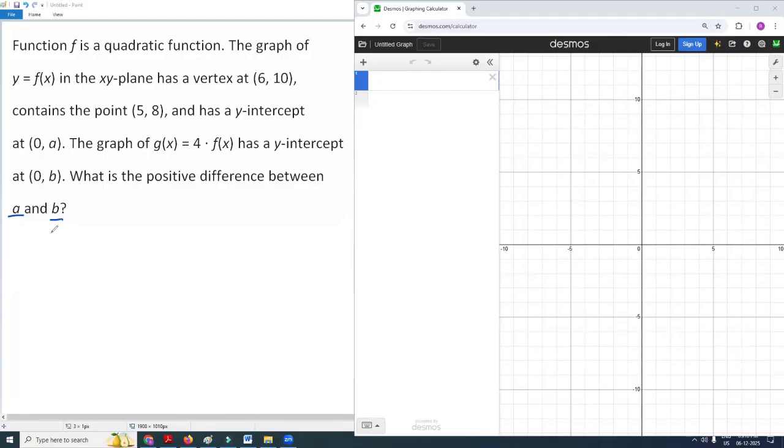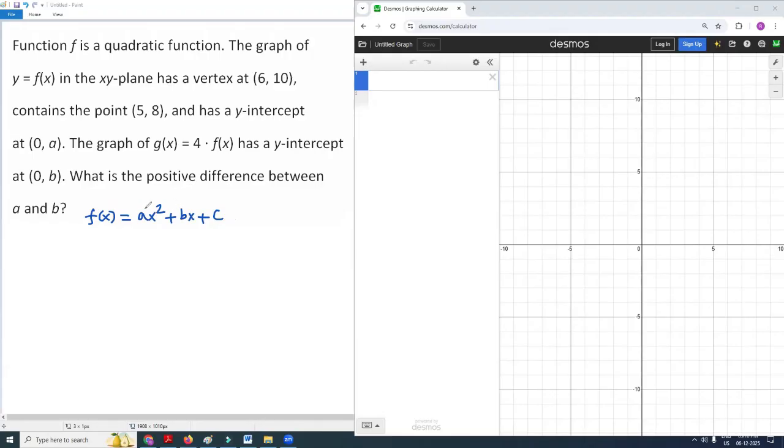Okay, to get the positive difference between a and b, we need the values of a and b. For that, we need the y-intercept of the function f of x, that is (0, a), and the y-intercept of another function g of x, that is (0, b). Since f is a quadratic function, we can write it in standard form, that is f of x equals ax squared plus bx plus c.